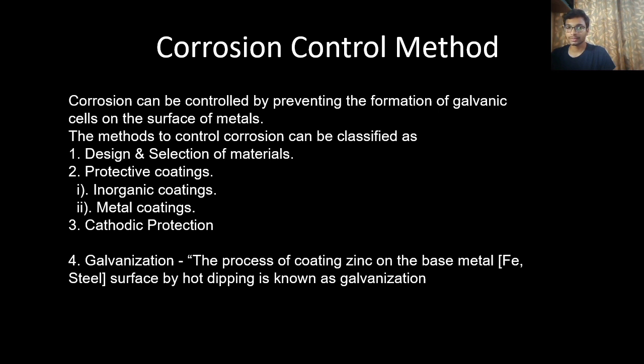Corrosion control methods. Now corrosion can be controlled by preventing the formation of galvanic cells on the surface of metals. The methods to control corrosion can be classified as design and selection of materials, protective coating, which includes inorganic coatings and metal coatings, cathodic protection, and galvanization, which is a process of coating zinc on the base metal like iron and steel.